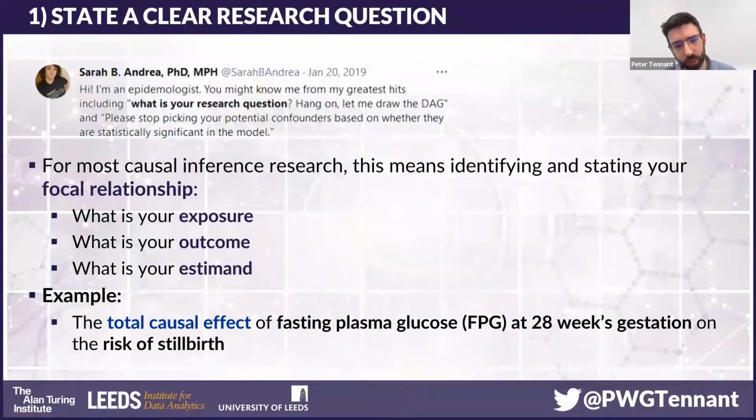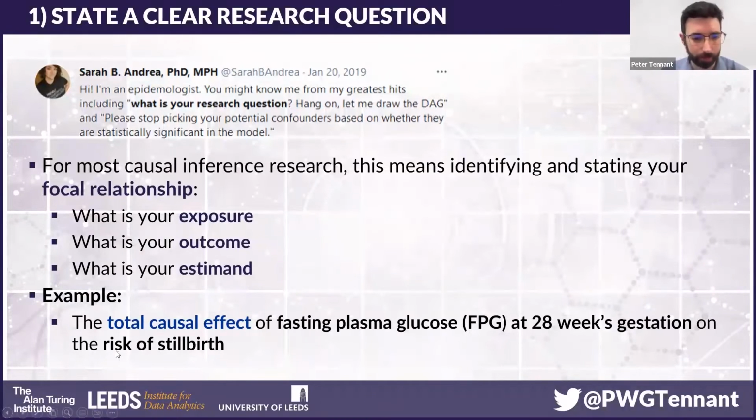Really, in practice, in a causal situation, your research question boils down to what's your focal relationship and what is the causal effect between those two variables that you specifically want to estimate. So what is your exposure, what is your outcome, and what is your estimand? It would be absolutely amazing if we could see this happen more commonly in practice, so that when someone comes up with a research question, they actually think about defining those 3 things formally.